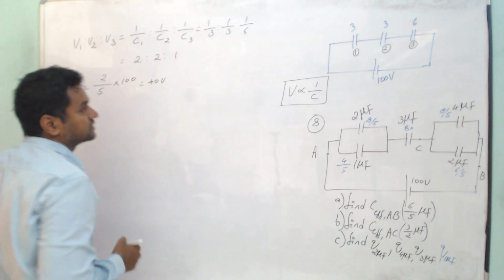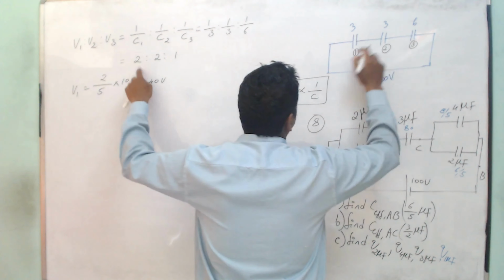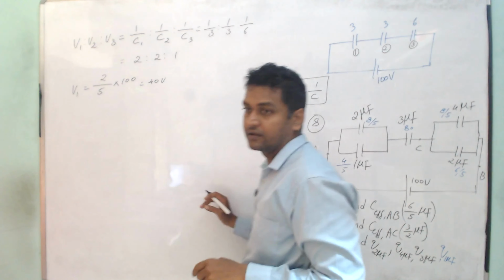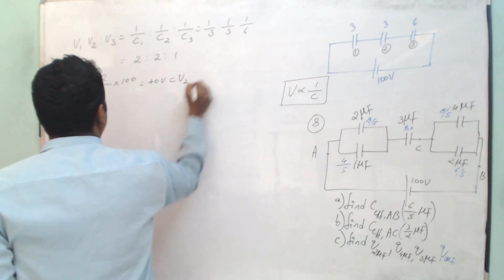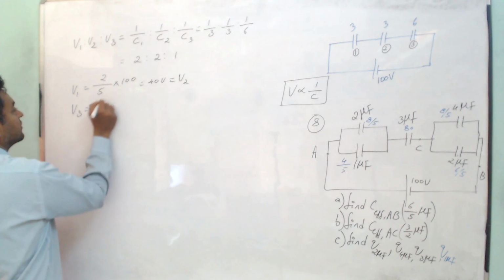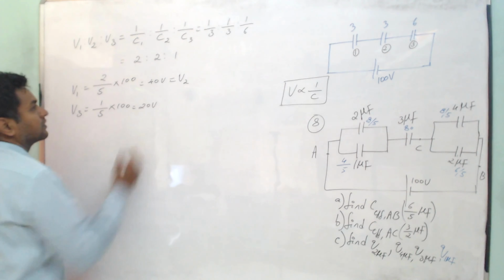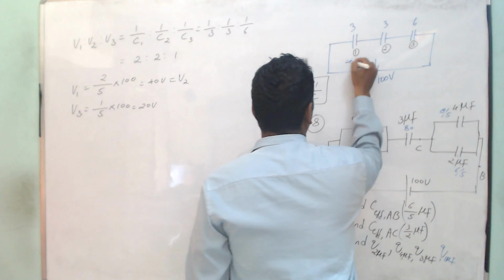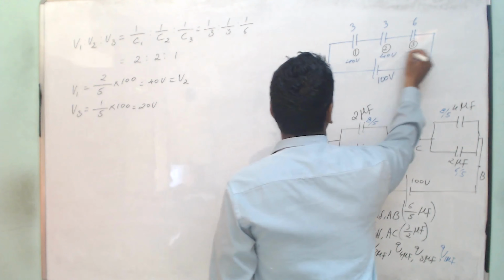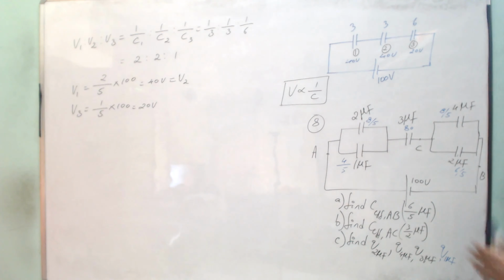40 volts. Yes, sir, 40. I can easily see 40, 40, 20, right? V2 is also 40. And what is V3? 1/5 of 100, which is 20. Okay? So 40 volts, 40 volts, 20 volts. Yes, sir.